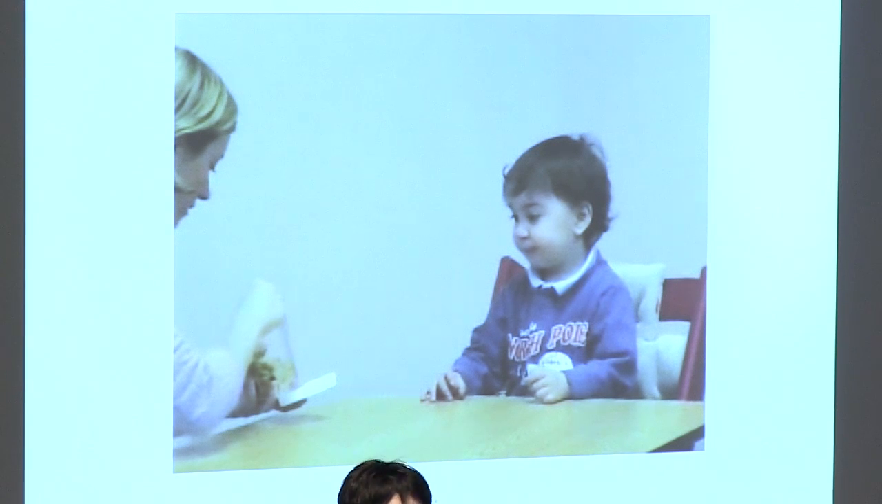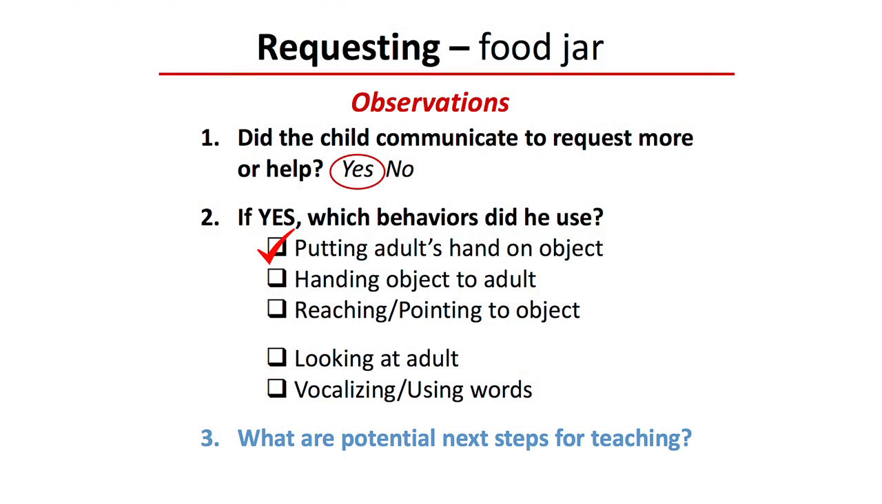Okay, so was he interested in the food jar? Did he want the food? Yeah. Oh, let's go to the next slide. Okay. Do you think he communicated that? Yep. He put the examiner's hand. He tried to get her to open the lid.